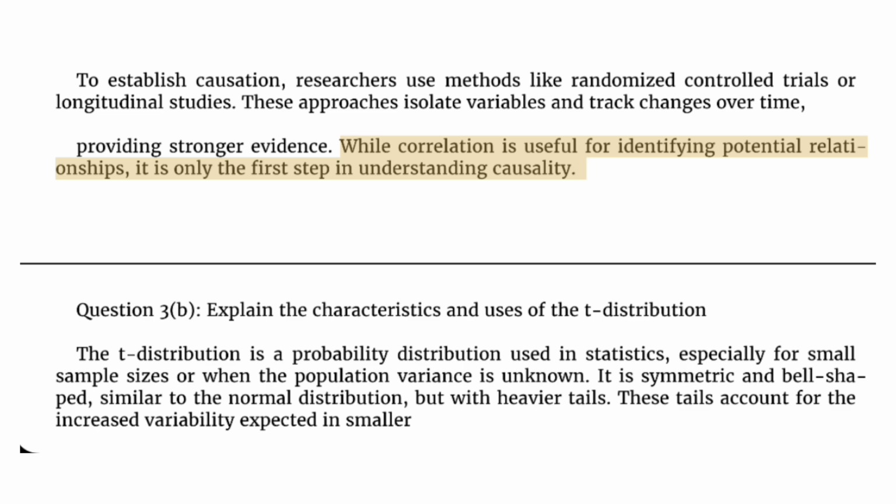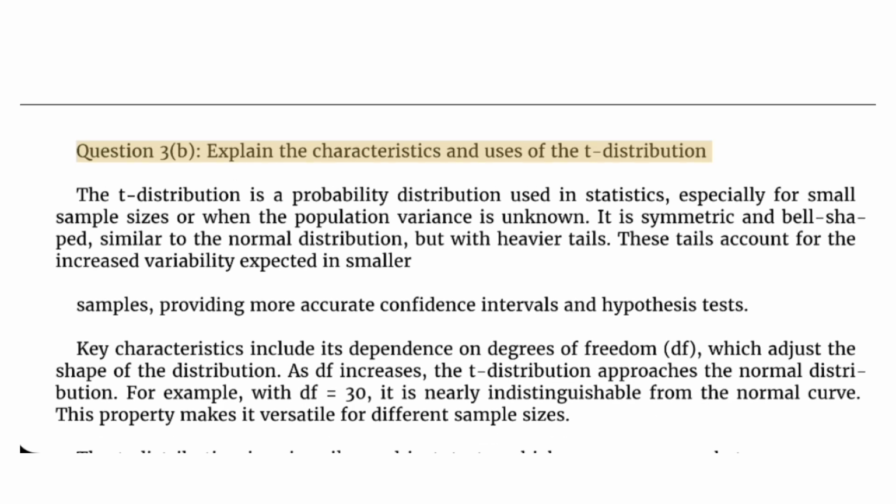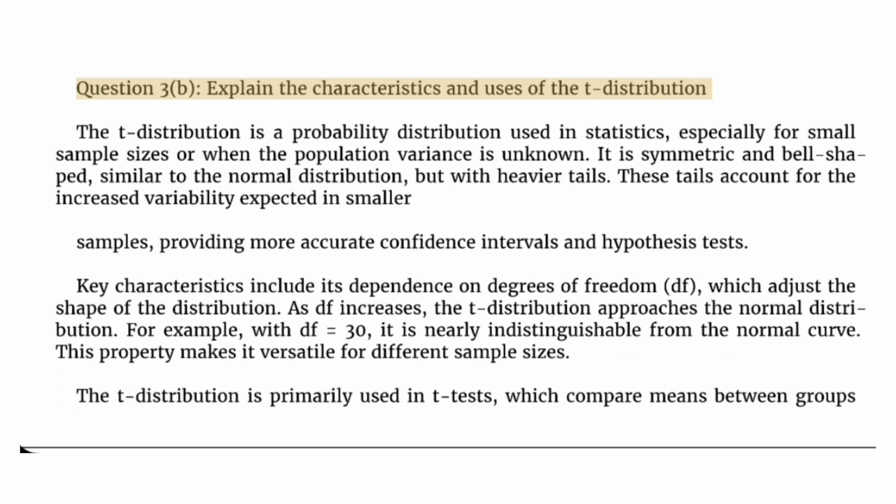While correlation is useful for identifying potential relationships, it is only the first step in understanding causality. Question 3b. Explain the characteristics and uses of the t-distribution.